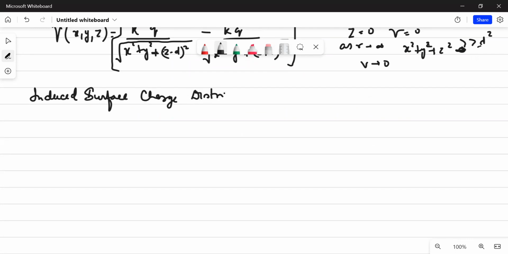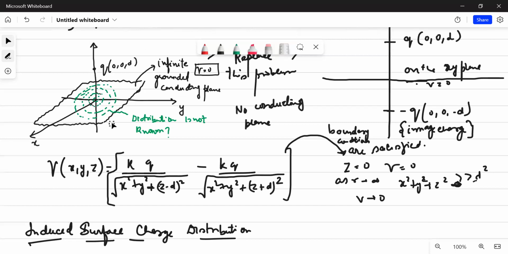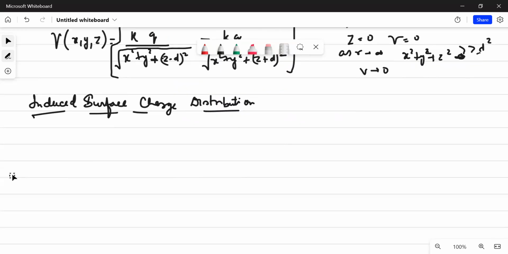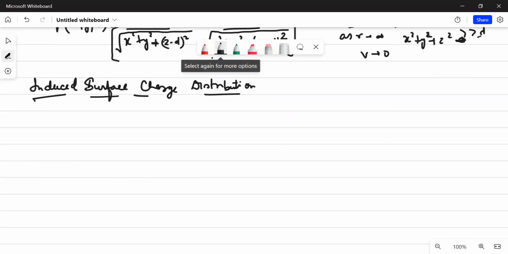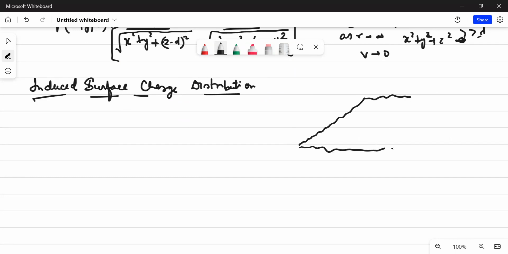One can clearly see that if this charge q is placed, there would be some negative charge, minus q, induced on the surface. So the total charge, we know, would be minus q, but we still don't know what the distribution is like. So we'll first focus on the induced surface charge distribution. Okay, and we know that on the surface of a conducting plane, just outside, the normal component of the electric field is given by sigma upon epsilon naught.